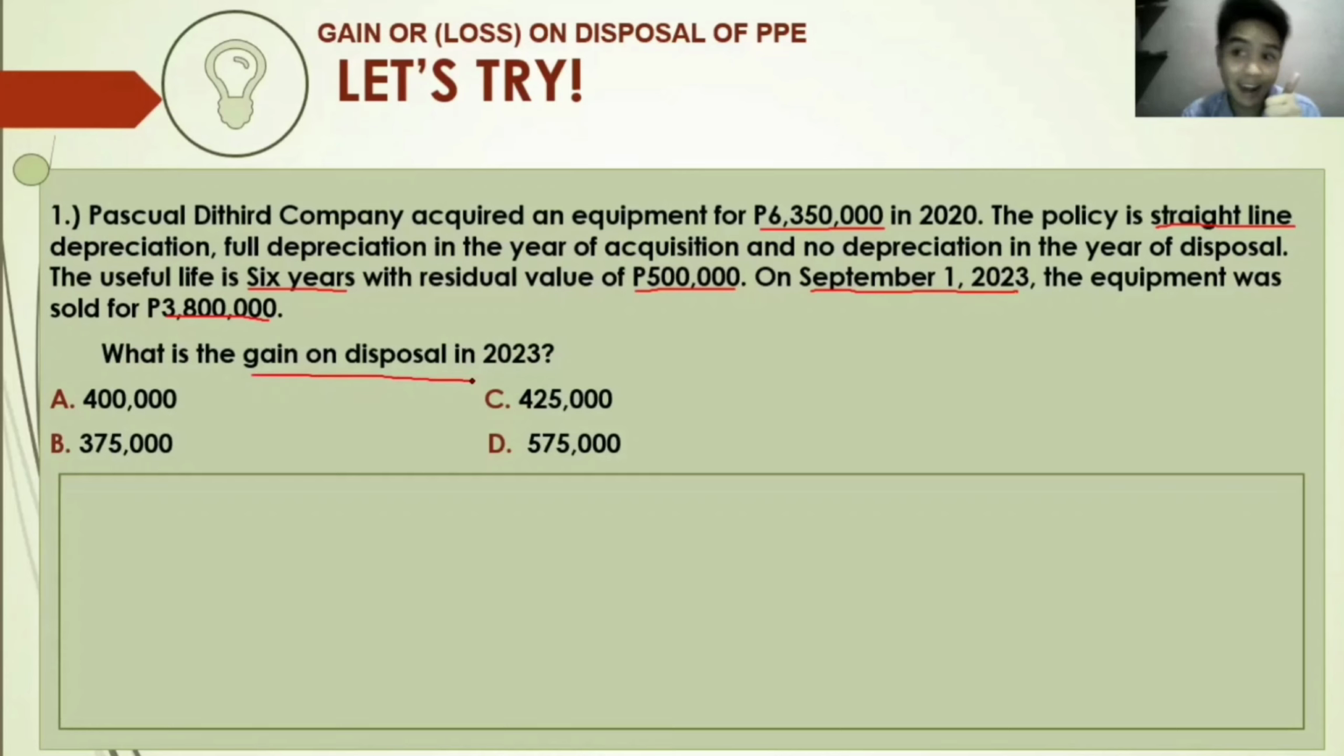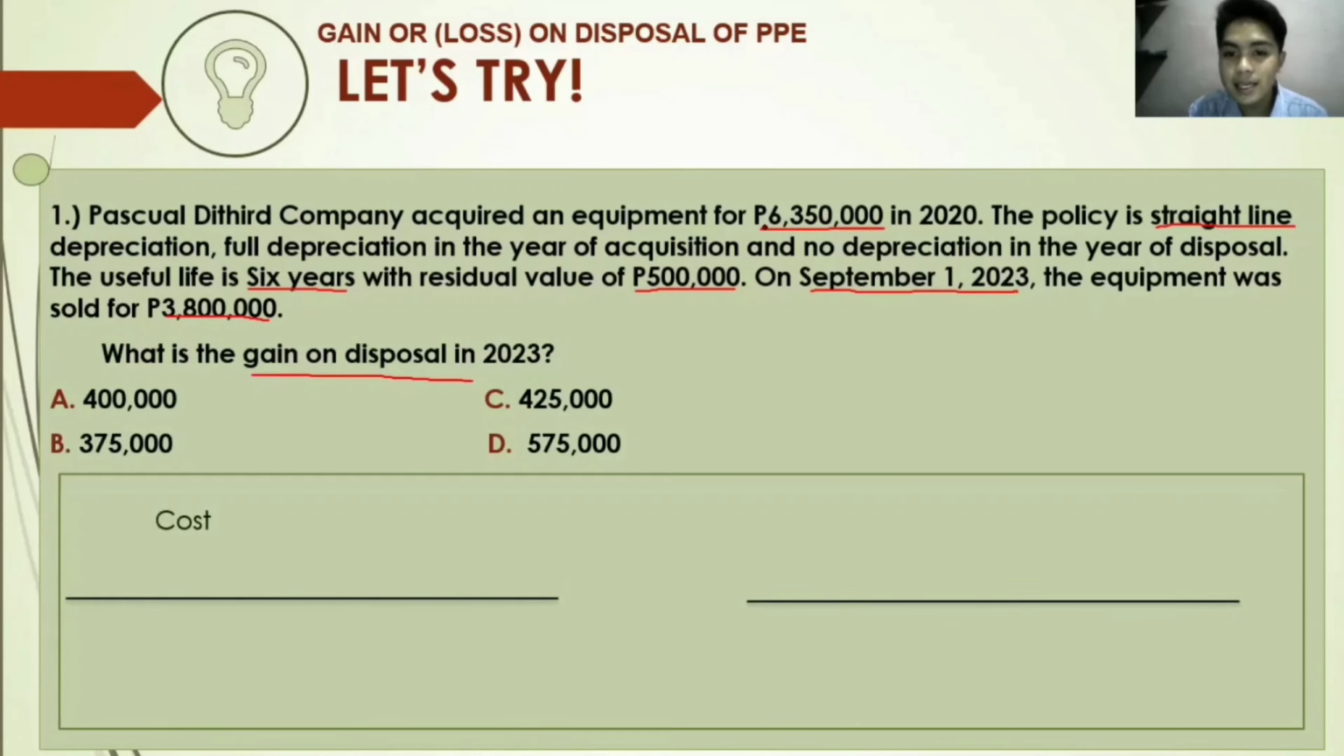So, kuhain muna natin ang carrying amount. Okay? So, cost. How much yung cost? 6,350,000. Less accumulated depreciation. So, ano yung gamit nilang method para mag-depreciate? Straight line method. Okay? So, paano natin kukumputin ang depreciation under straight line method? Cost minus residual value divided by the useful life. Okay? Pero ang kukuhain natin, accumulated depreciation or pinagsama-samang depreciation. So, ilang years natin siya dinepreciate? 3 taon. 2021, 22, and 23.